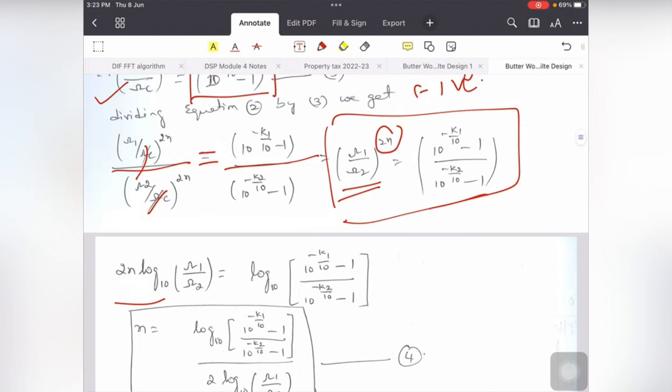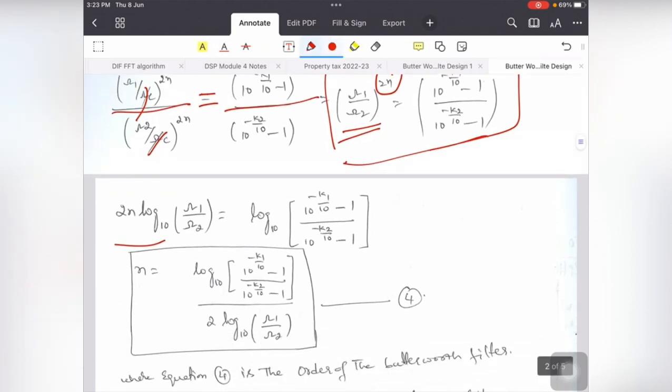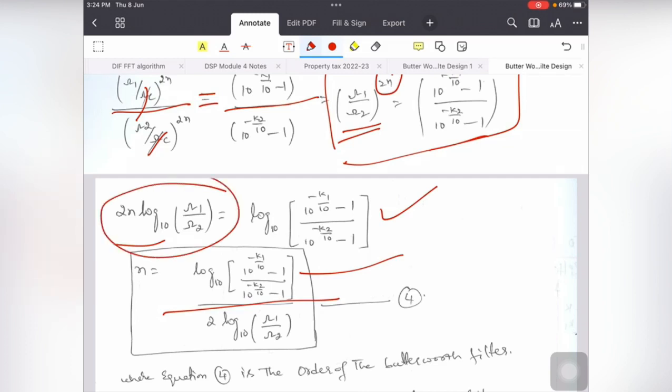Then you need the n value, so keep n as it is, and 2 and log to the base 10 will go to the denominator. You will get n is equal to log to the base 10 of (10^(-k1/10) - 1) divided by (10^(-k2/10) - 1), whole divided by 2 log to the base 10 of omega 1 by omega 2. So keep n, and the remaining part, 2 log of the entire term, goes to the denominator, and you will get equation 4. Equation 4 is the expression for finding the order of the filter n for the low pass Butterworth filter.